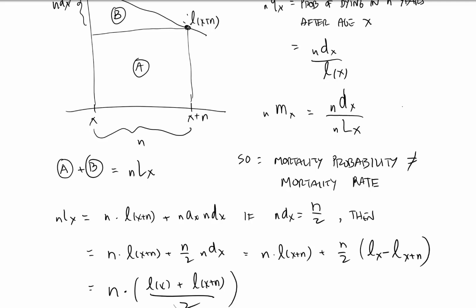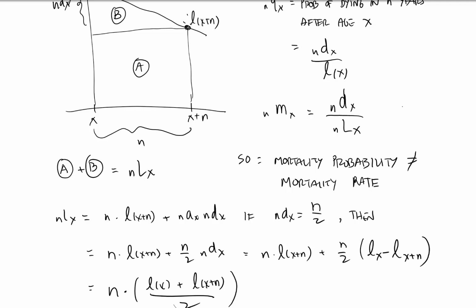n times l(x+n) plus n over 2 times ndx. What is ndx? It is the difference between l(x) and l(x+n). So we end up with this formula that we often see in books, which is n times l(x) plus l(x+n) over 2. That is n times the average of l(x) and l(x+n).